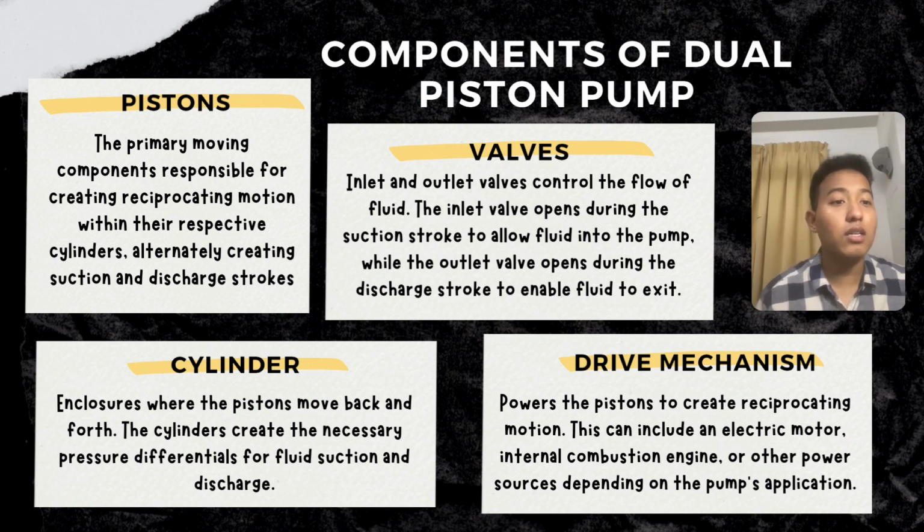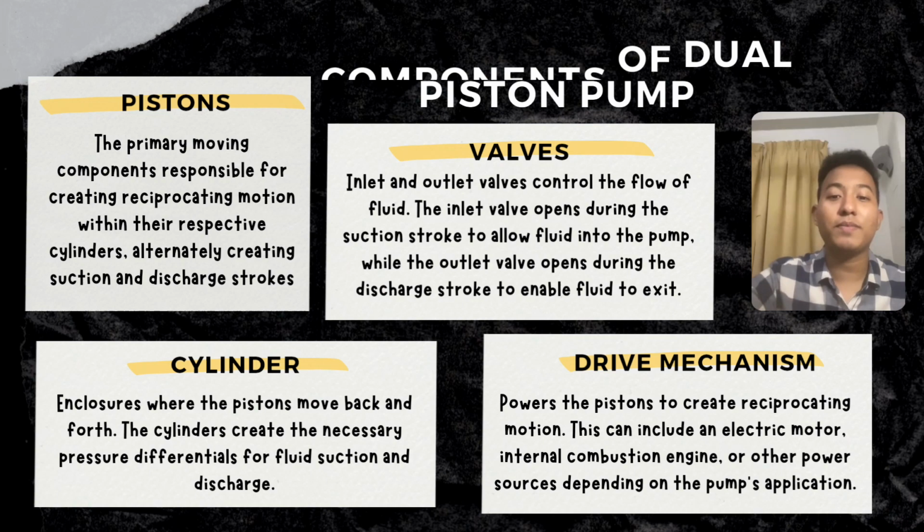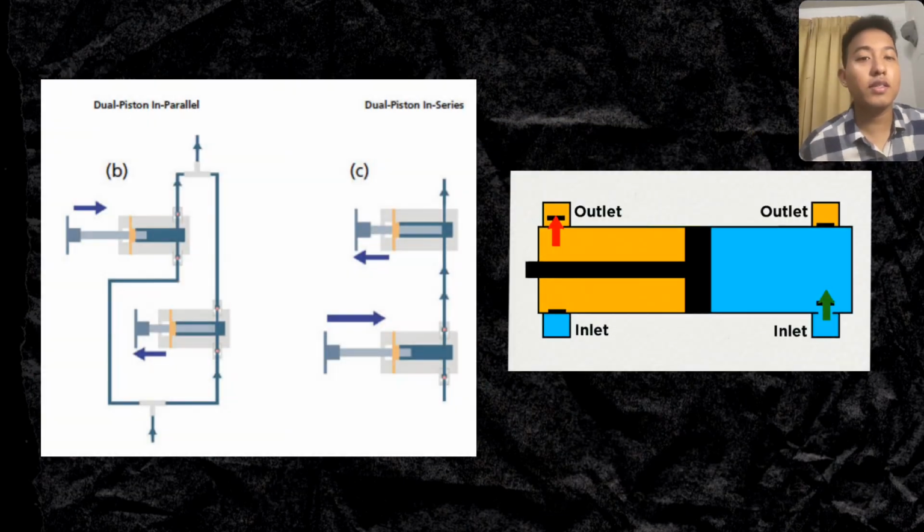And the last one is the drive mechanism, which powers the pistons to create reciprocating motion. This can include an electric motor, internal combustion engine, or other power sources depending on the pump application. As you can see here, the examples of dual piston pump, which are dual piston in parallel and dual piston in series. You can see the difference of inlet and outlet.